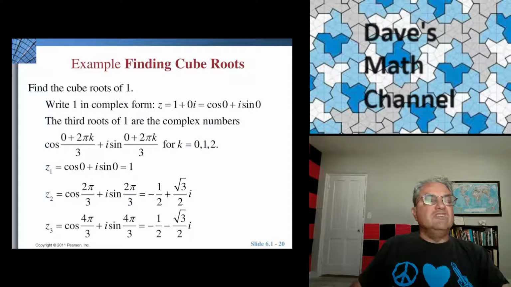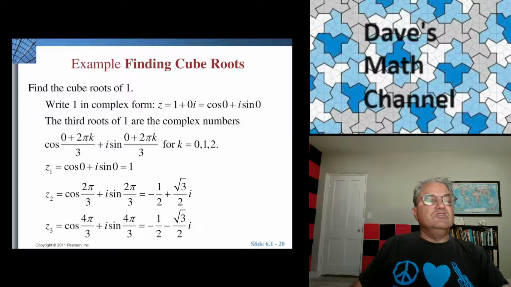So the first one's obvious. That's just 1. That's when you know your argument of 1 is 0, because it's a positive real number. And then when you're doing the cube roots, you remember you get this 2 pi k over 3, where k is either 0, 1, or 2. So it's going to be 0, 2 pi over 3, which is 120 degrees, and 4 pi over 3, which is 240 degrees.